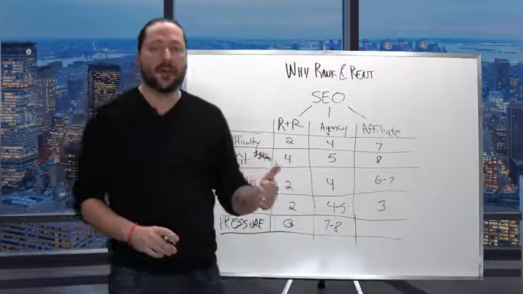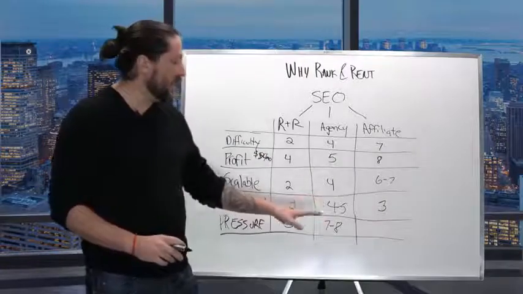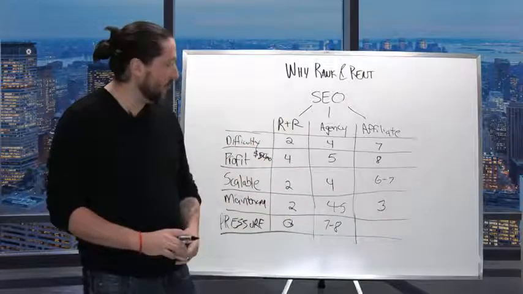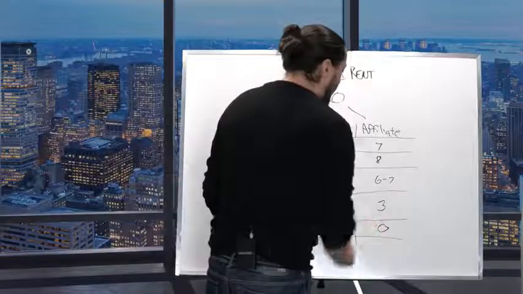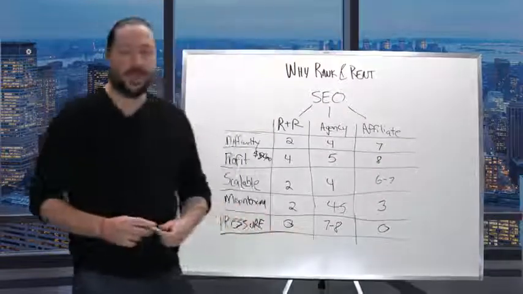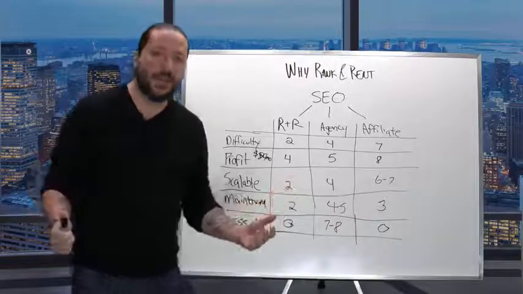I traded one boss in a real career for multiple bosses when I opened up an agency, and I just didn't like it. And that's why I went back to the rank and rent method. Now, the pressure of affiliate marketing is a zero. Okay, once your websites are up and they're making money, even building affiliate websites, there's zero pressure. You don't have to worry about anything.